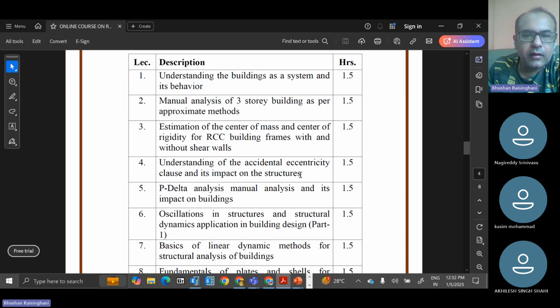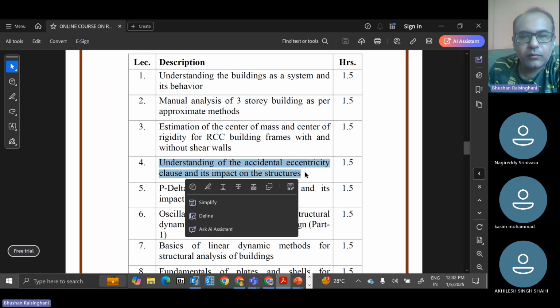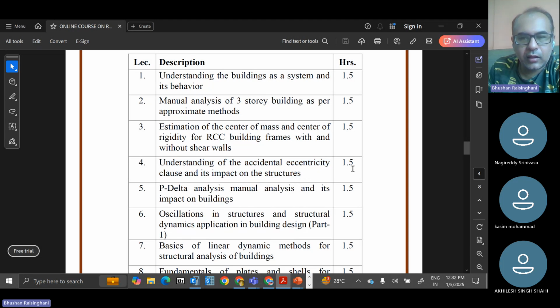So this is the accidental eccentricity. What are the impacts on the structure? So how to estimate CM and CR? After that, when we apply the loads, what is the impact on the structure? So we have dedicated 3 hours for that online session.